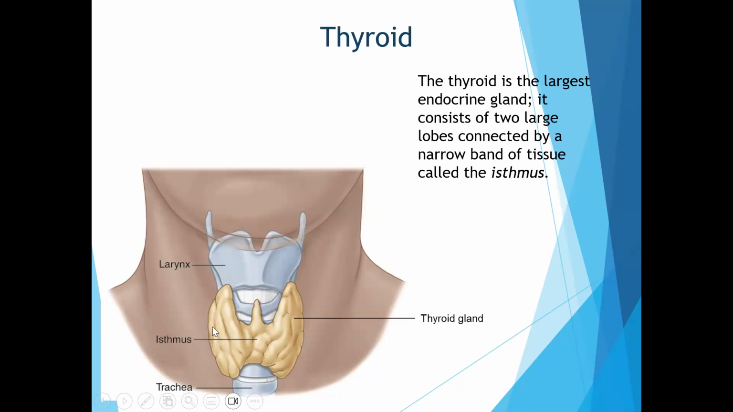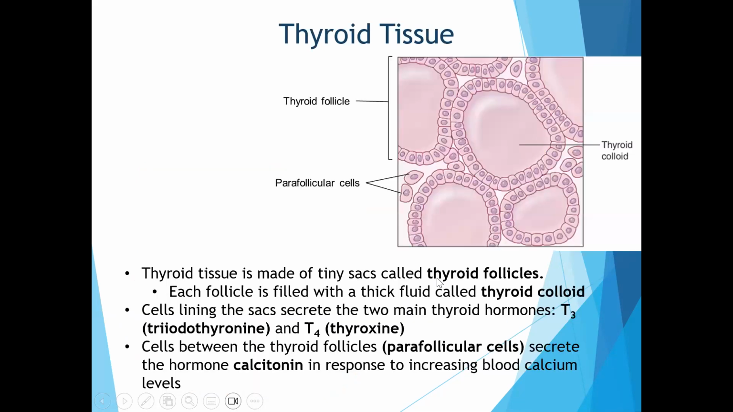So you see there's two large lobes here, and then this narrow band that connects these lobes is known as your isthmus. So this is a zoom in on your thyroid tissue. So you have thyroid follicles, which are these larger circles, and then the inside is thyroid colloid. Just so you guys know, this is a nice to know slide, not a need to know slide. Just going to talk you through it.